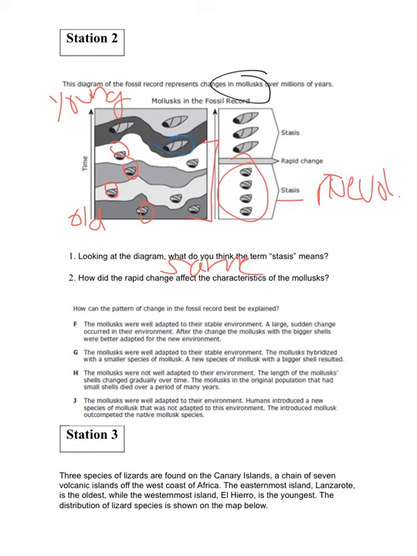If I go to the next layer, boom, there was a huge change. And we see that right here. There was a rapid change in the environment, which caused the characteristics of my mollusk to change. As you can see, my mollusk clearly got larger. And then they went through a period again of no evolution, a stable environment that stays the same. So they got larger at the rapid change. And what I just told you, it looks like we have stability here.